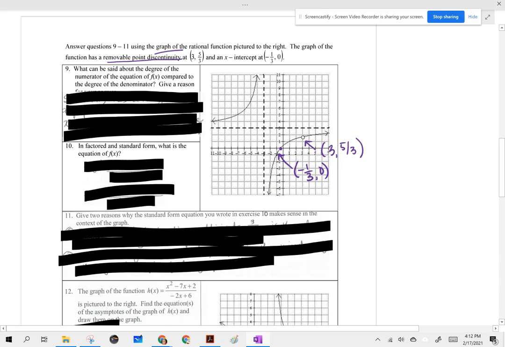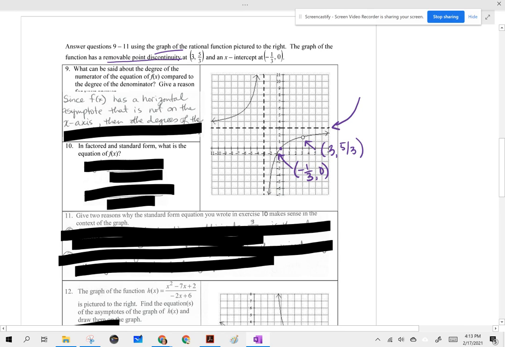Okay, so let's take a look. The fact that we have a horizontal asymptote at a position not equal to y equals 0, the fact that it's not y equals 0, tells us that the degrees must be the same. Since f of x has a horizontal asymptote that is not on the x-axis, the degrees of the numerator and denominator are equal. Okay. Number 10, go ahead and answer that one.